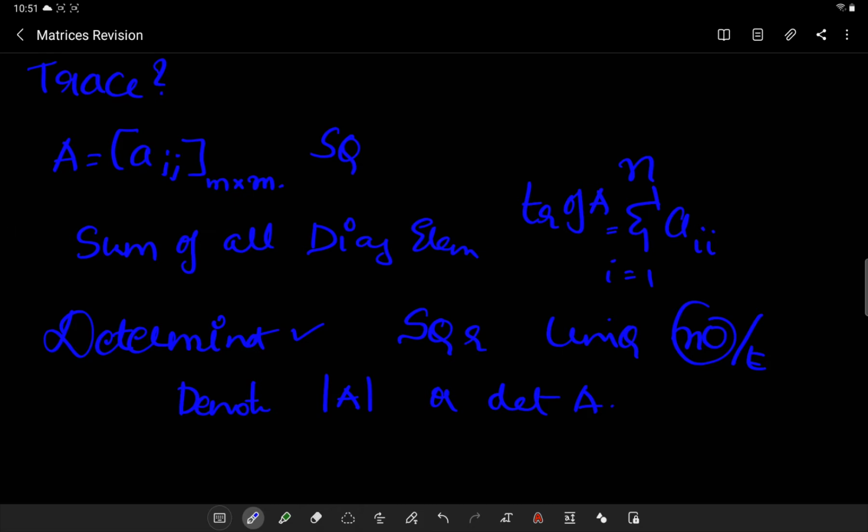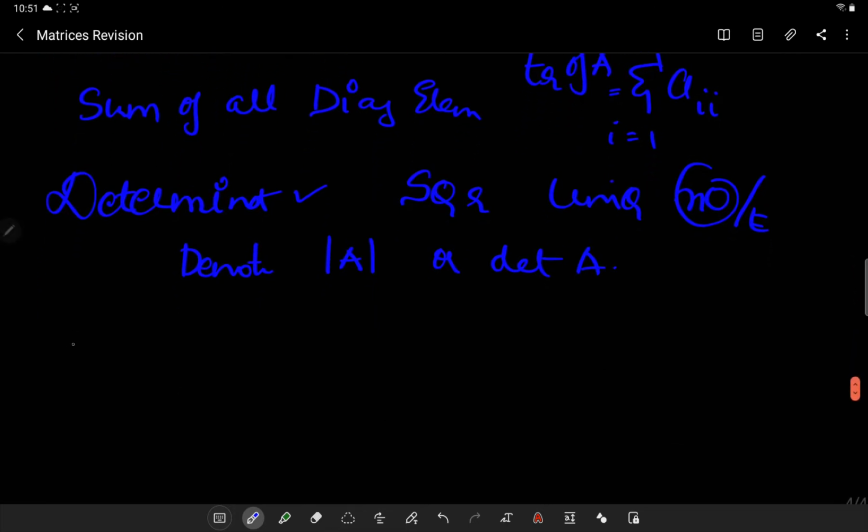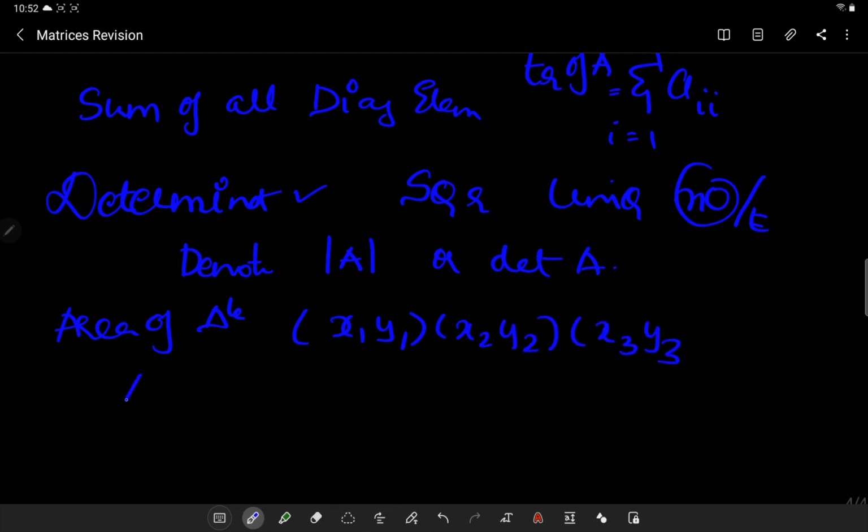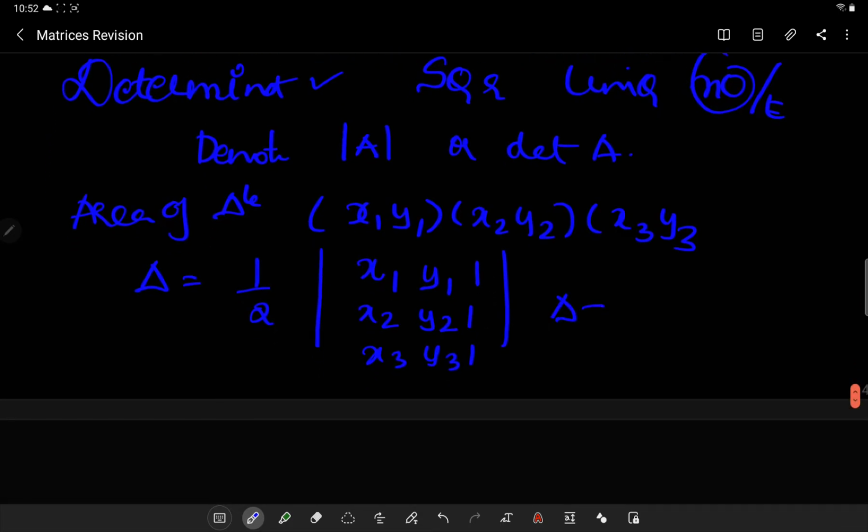So try to remember a simple formula for the area of a triangle. If there is a triangle with vertices x1 y1, x2 y2 and x3 y3, remember the area will be simply half of the determinant of x1 y1 1, x2 y2 1, x3 y3 1. If this determinant is equal to 0, then the points are collinear.